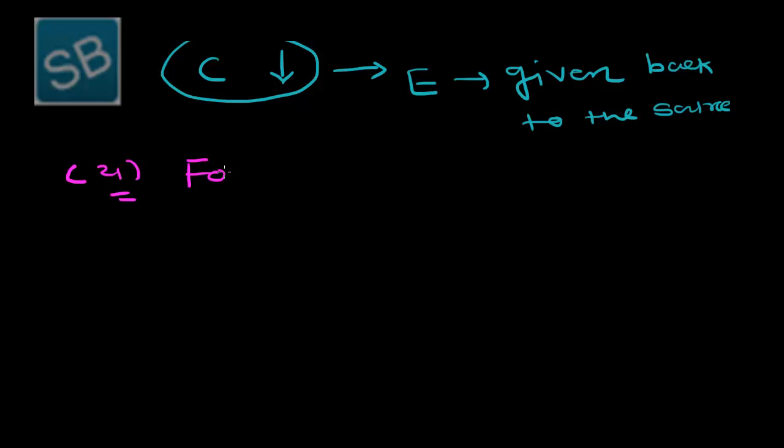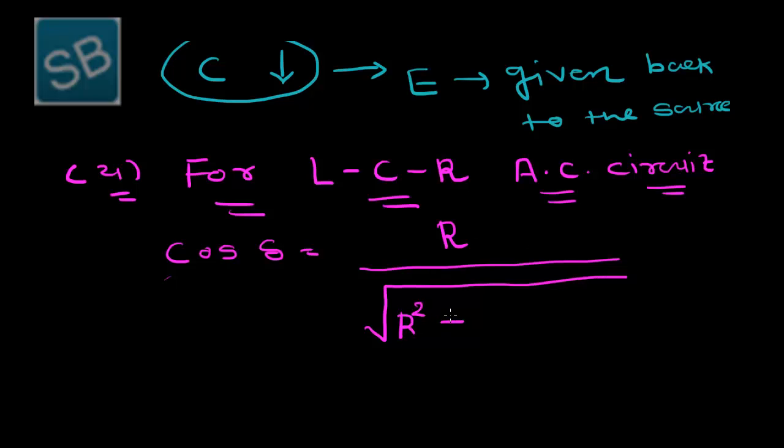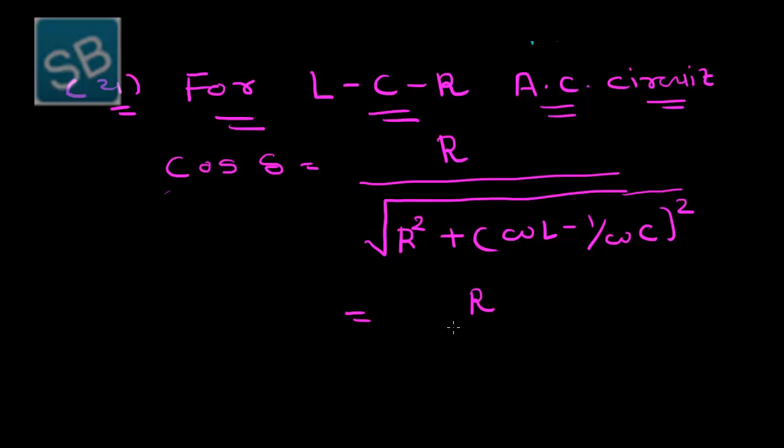Now the fourth situation, that is for the LCR AC circuit. So in this particular case, the value of delta is known, but we directly know the value of cos delta, that is equal to R over the square root of R square plus (omega L minus 1 over omega C) whole square. And here the value of cos delta is equal to R upon mod Z. Therefore, cos delta is equal to R, means the resistance, upon the impedance.